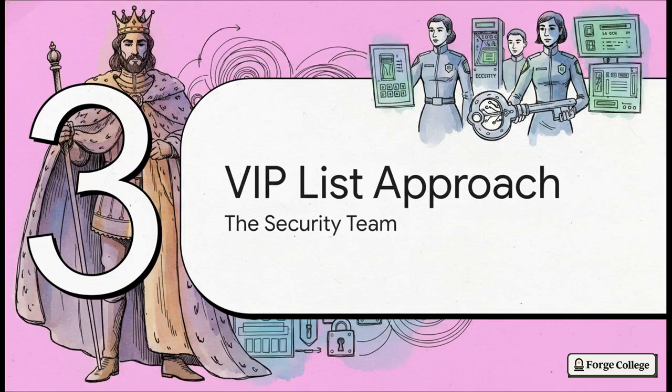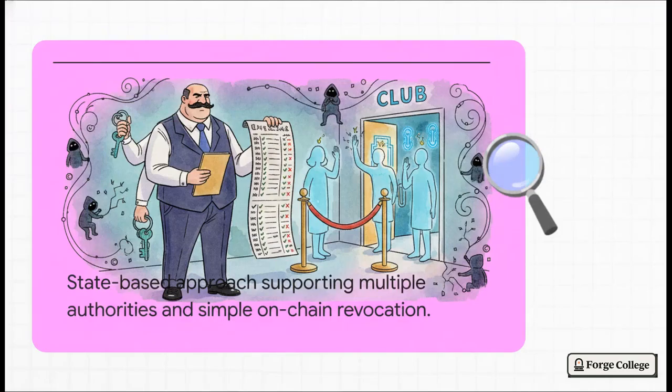Section 3. The VIP list approach, the security team. Okay, so if the ownership pattern is like a monarch, this primitive is more like a modern security team checking a VIP bouncer list. Instead of one single master key, the contract checks a ledger. It asks, hey, are you actually on the list for this specific room? In Solidity, this is typically handled by mapping an address to a Boolean value.